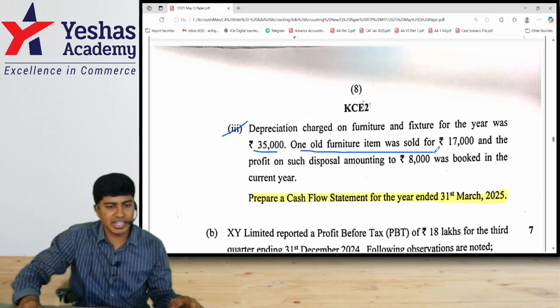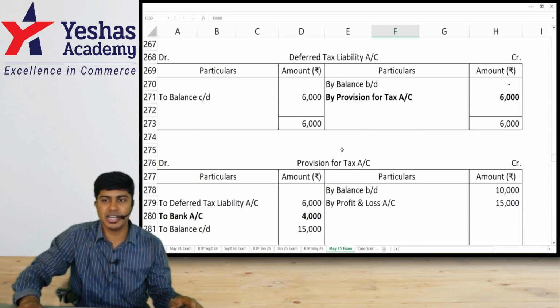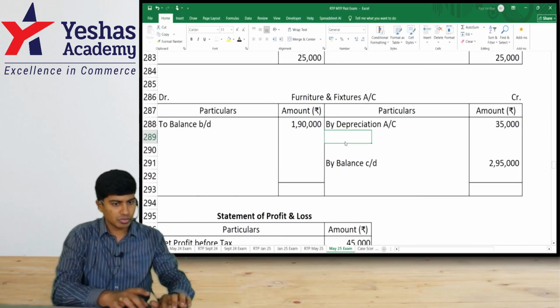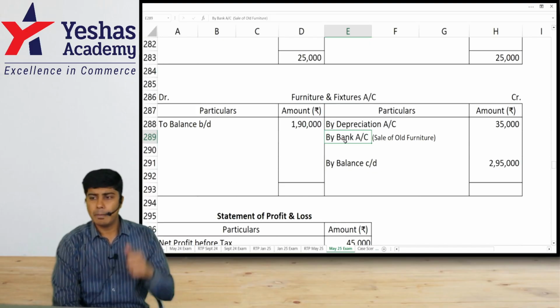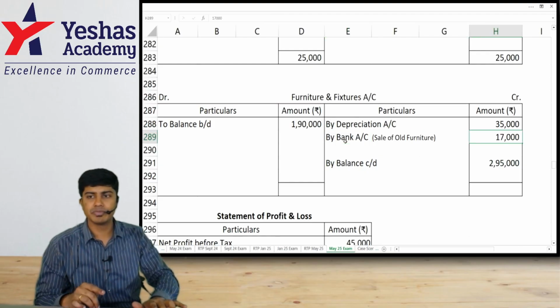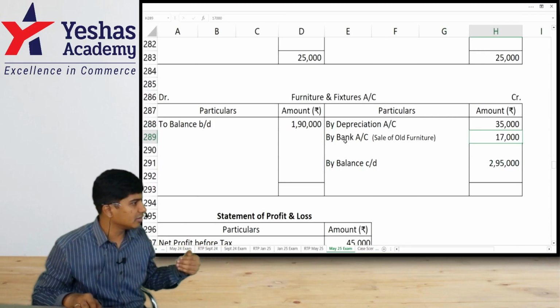What do we have after this depreciation? One old furniture item sold for 17 and the profit on such disposal 8,000. 17,000 is selling price, 8,000 is profit. I'll write in furniture and fixture account. What is the entry when you sell? Bank account debit to asset. I'll write bank account debit. How much did you sell it for? 17,000. This will be inflow. Why? Cash is coming in.